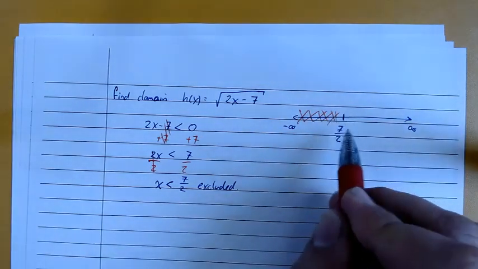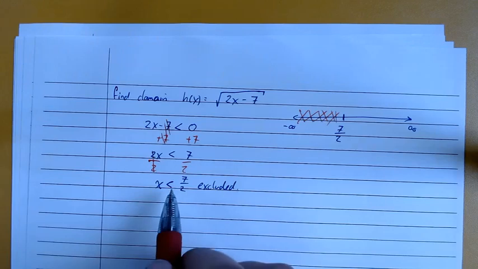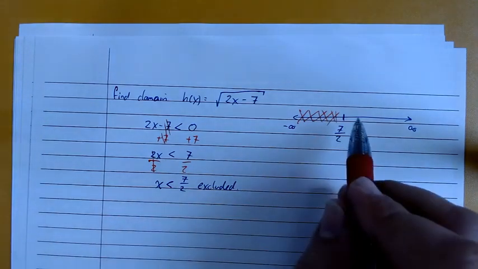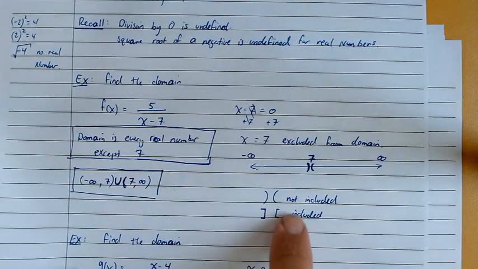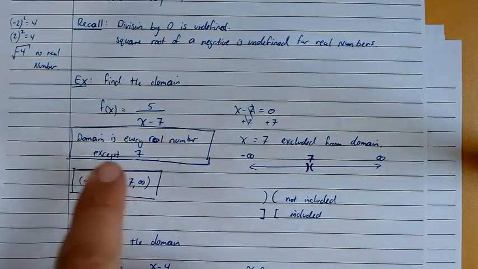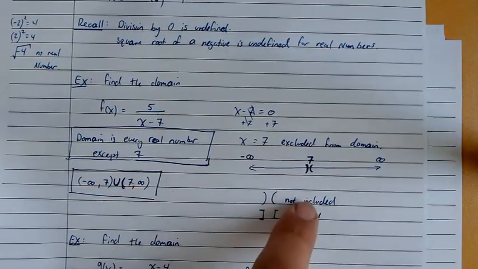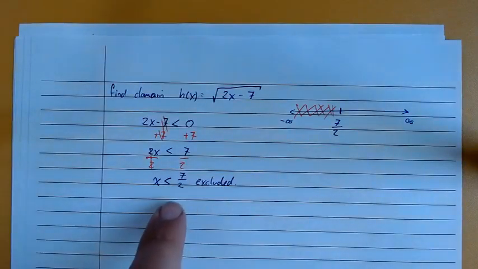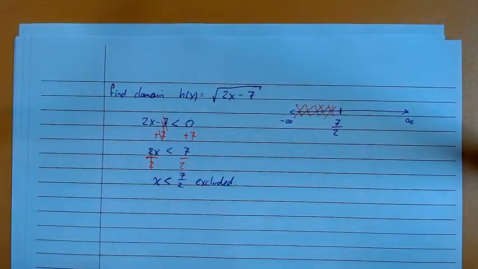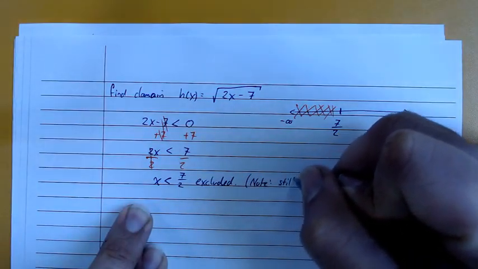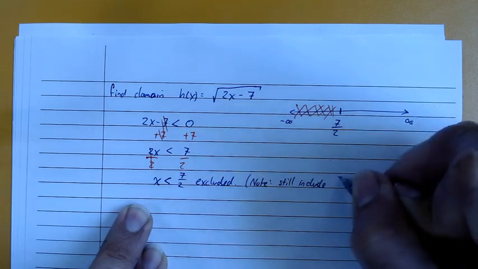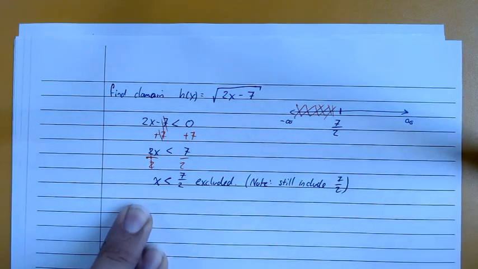Notice, I'm not throwing away 7 halves, though. I want to exclude everything less than 7 halves, which means 7/2 itself, I'm going to keep that. So when you're including a number, you're going to use a square bracket. Here, our domain threw away the number 7, so it's excluding it. But here, it doesn't throw it away. It keeps 7/2. So because you're including it, you're going to use a square bracket for that one.